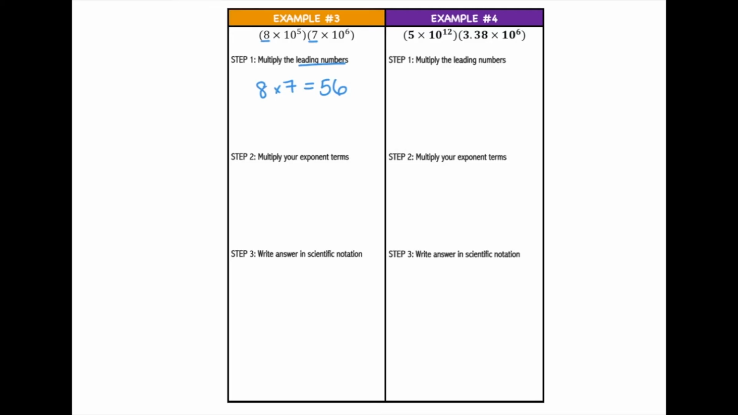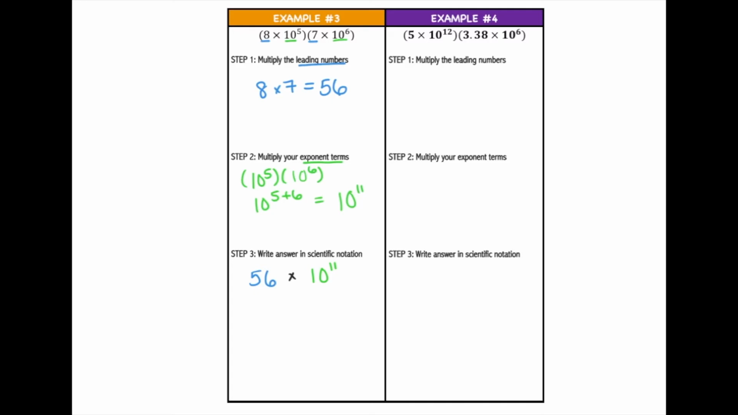Now we need to multiply our exponent terms. So I'm going to multiply 10 to the 5th power times 10 to the 6th power. We keep the base and add the exponents. So our new exponent term is 10 to the 11th power. Now when we go to write our answer, we take our new leading term times our new exponent term.